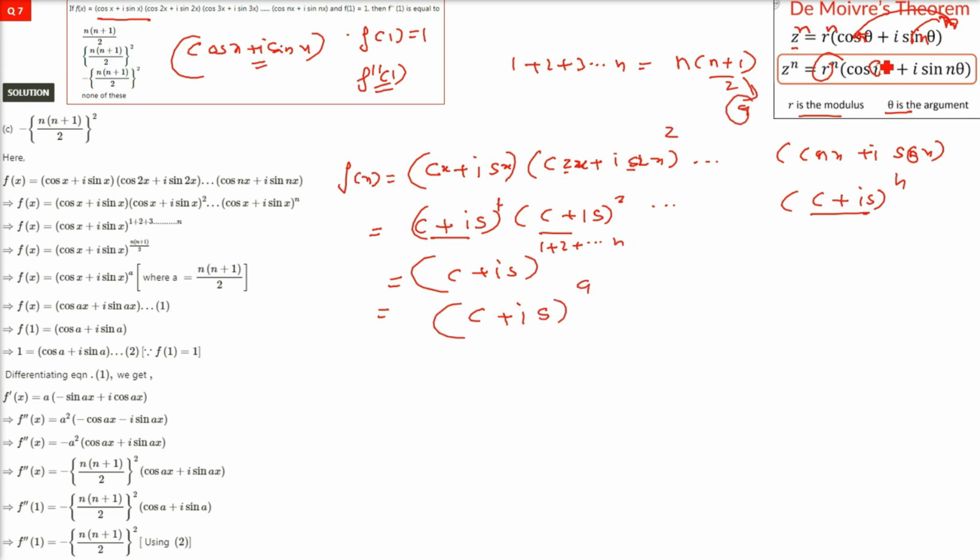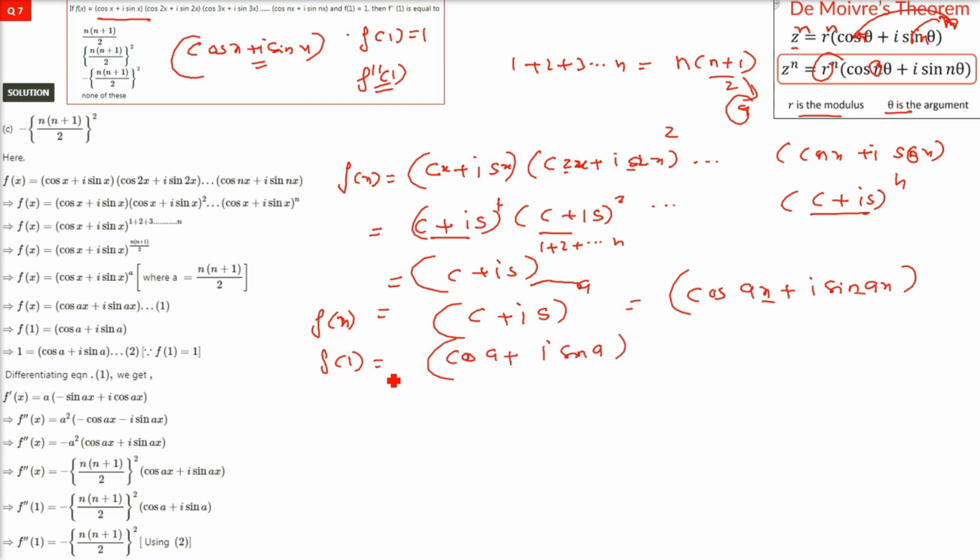Let us write it as, say, a. So we are writing it as a, where a is n(n plus 1)/2. So this is essentially equal to cos ax plus i sin ax, because by de Moivre's theorem this a goes in front of theta, here x. f(1) is what? cos a plus i sin a. Remember, f(1) is equal to 1 here. So cos a plus i sin a is equal to 1.